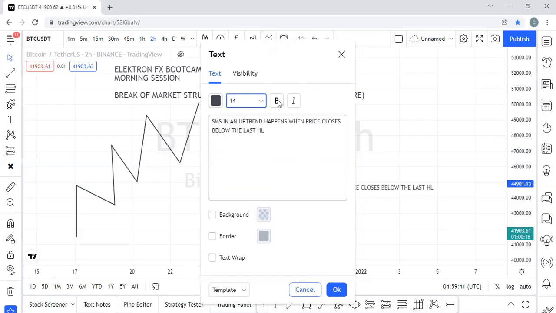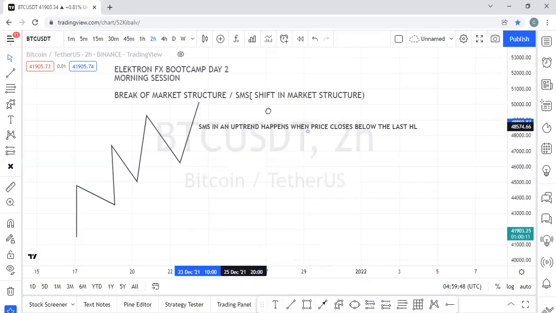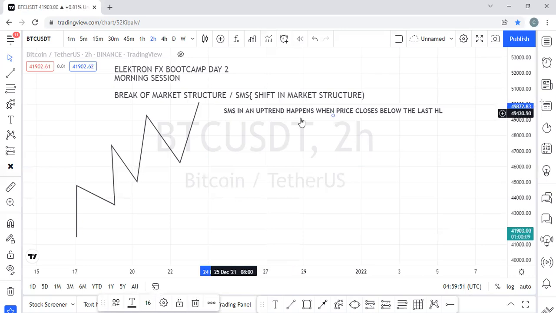So let's make this bold. Font 16, right? So this is the rule. Please write it down. A shift of market structure in an uptrend happens when price closes below the last higher low. This is the rule for a break of structure.